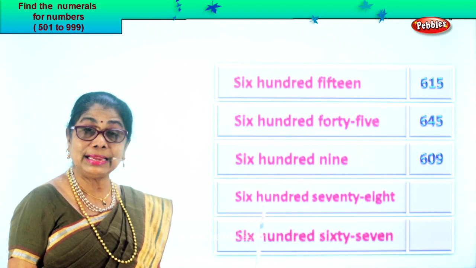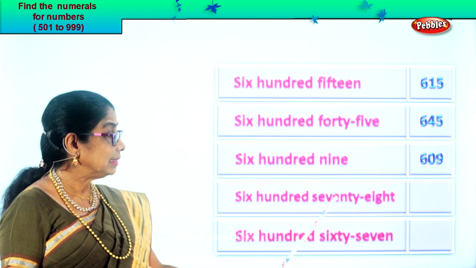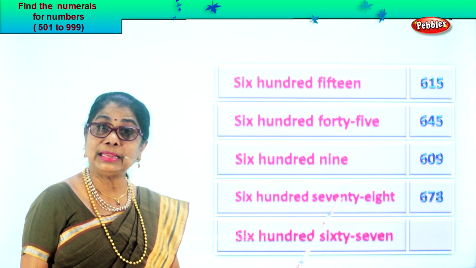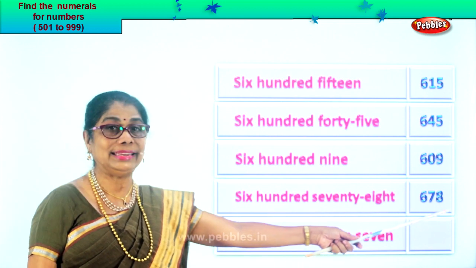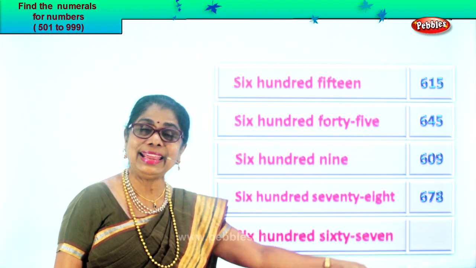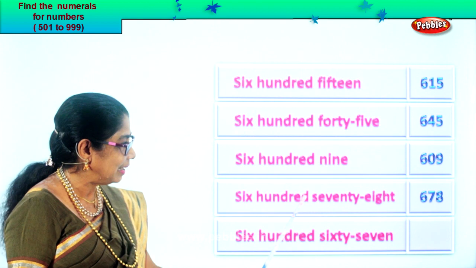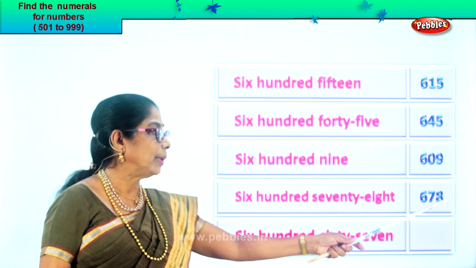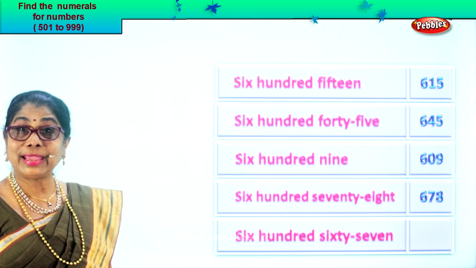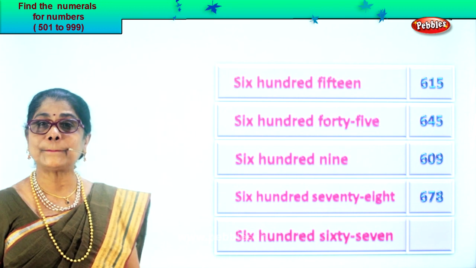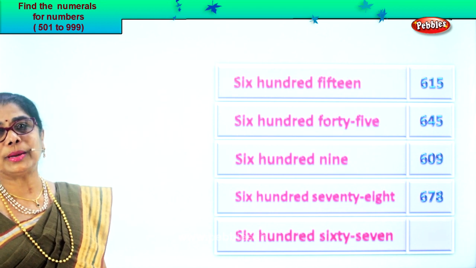678. 600. How many hundred? 6. In the 100 place, you have 6. 78. 10th place, 7. 1st place, 8. 6, 7, 8. 678. Did you enjoy? Good. Always remember ones, 10, 100. Then you will place all the numbers correctly. Okay? Let's go on. Read the last one. We are learning to read. We are also learning to pick the correct numeral for the number name.